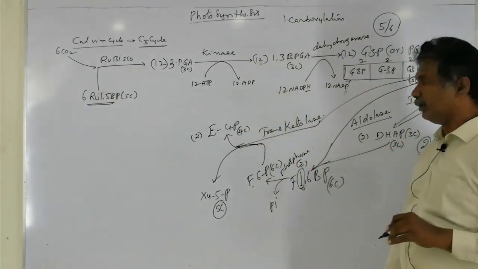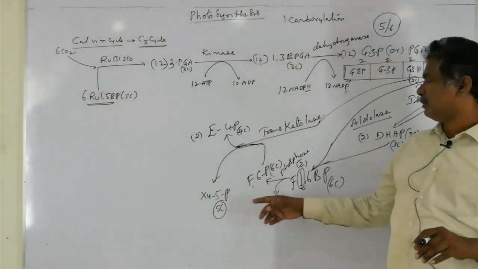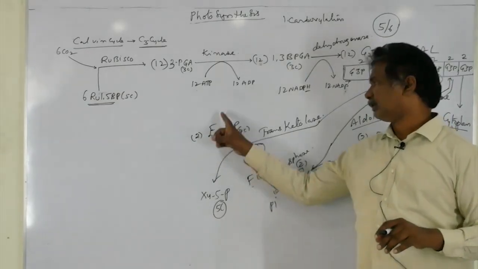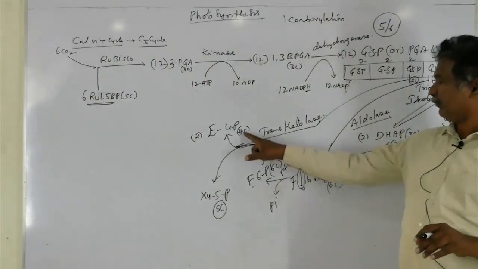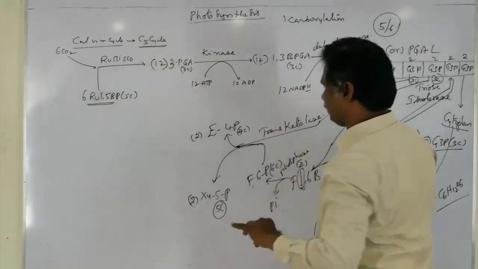It is converting into 5-carbon containing compounds, that is xylulose 5-phosphate and erythrose 4-phosphate. Both are combined to form 9 carbons: 6 plus 3 is 9, 4 plus 5 is 9. It is also 2 molecules.